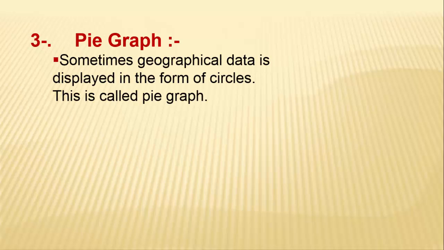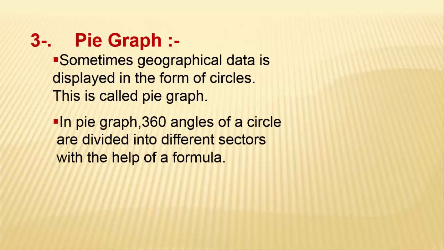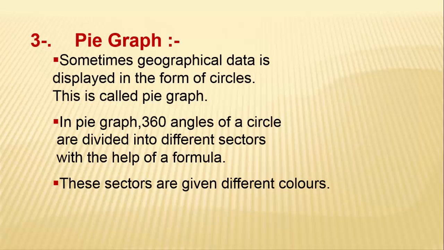The third type of graph is the pie graph. Sometimes geographical data is displayed in the form of circles. This is called a pie graph. And you know, a circle has 360 degrees. In a pie graph, the 360 degrees of a circle are divided into different sectors with the help of a formula. These sectors are given different colors.